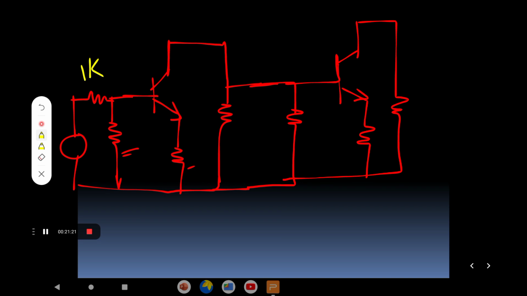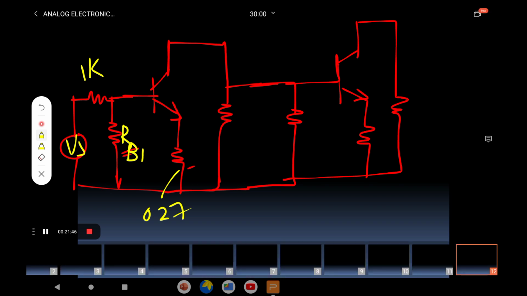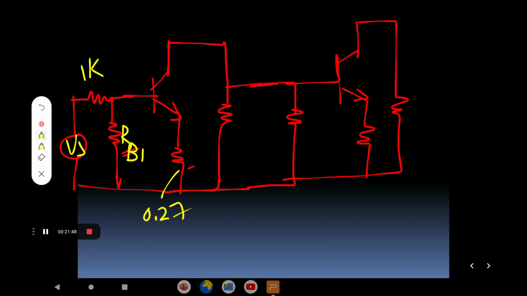Note down the circuit first before analysis. This is the supply voltage. This we will call RB1, just for notation. So this is nothing but 0.27. How are you getting 0.27K? So 0.27K is nothing but the emitter resistance. Actually it is 27 ohm, right? So this can be represented as 0.27K. That is the one notation.